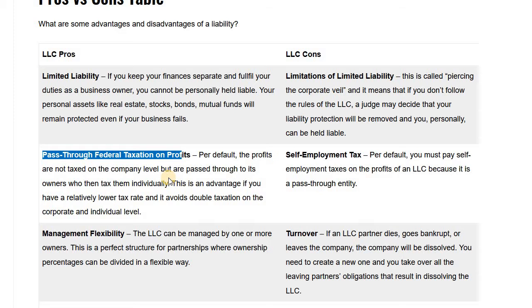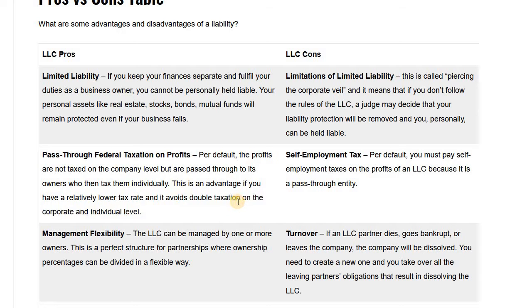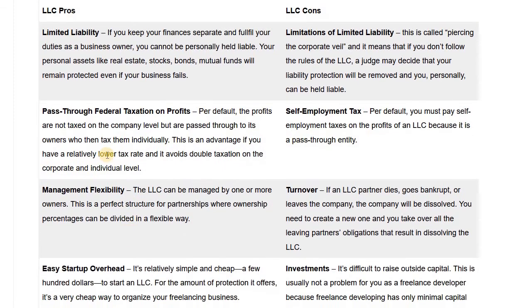Okay, so you as a business owner, you own the LLC, but all the profits are basically your profits, or the owner's profits, and they are only taxed on the owner level. And this is an advantage if you have a relatively lower tax rate, and it also avoids double taxation. So in some other entities, they are taxed on a company level and also on the individual level if you try to get the money out of the business. Okay, so you have two times taxation, which can be a disadvantage.